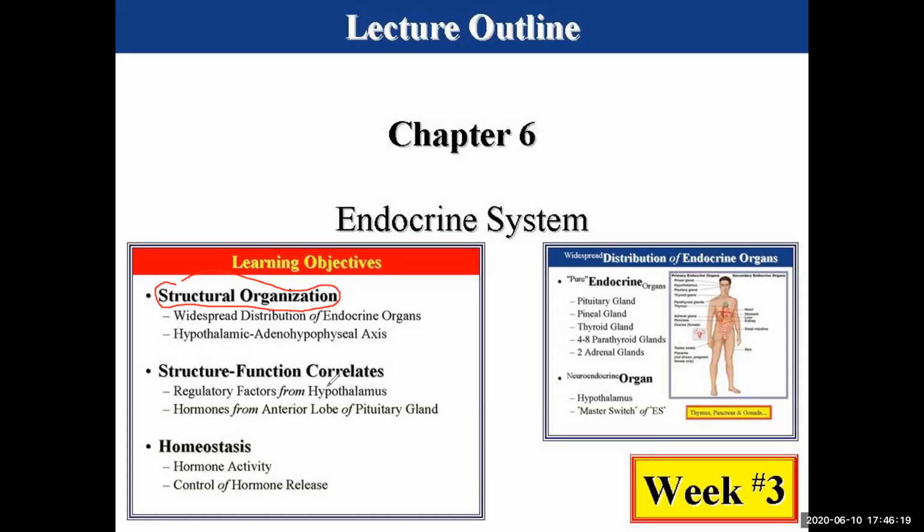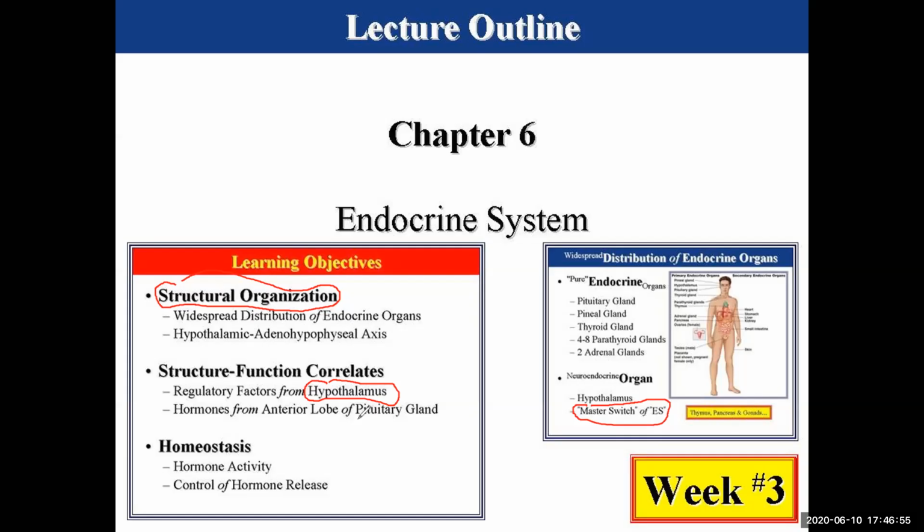So the importance of the hypothalamus, and the hypothalamus is a neural structure from anatomy. So it is part of the nervous system, but it controls the entire endocrine system. The hypothalamus is the big boss, if you will, the master switch of the endocrine system over here. ES stands for endocrine system, right? And we're going to go over another important endocrine structure, the anterior lobe of the pituitary gland.